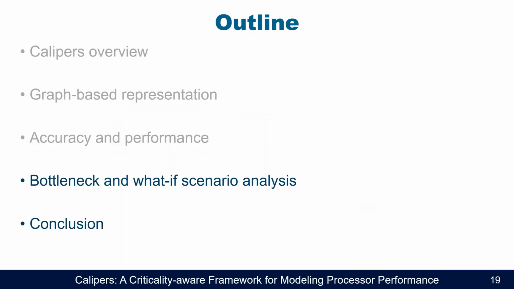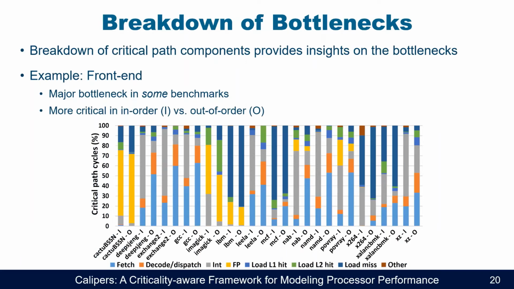Okay, let's see how Calipers can aid real-world design studies. Once the critical path is identified, the breakdown of the cycles in it provides insights on bottlenecks and candidates for optimization. The breakdown of the bottlenecks results in charts like the one shown in this slide. Such charts can be studied for hours, but I just highlight one observation from this sample chart.